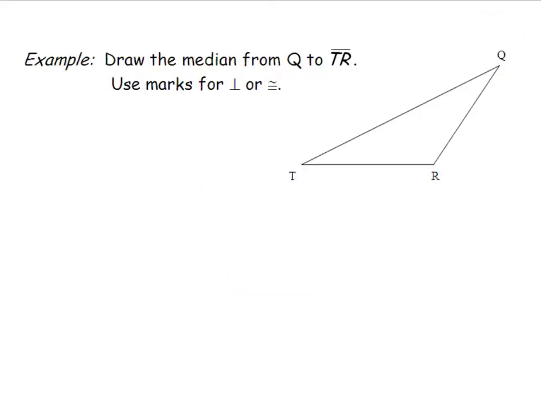All right, so our first example simply asks you to draw the median from Q to TR. Then they want you to use these symbols, either perpendicular or congruent, to help you finish off the picture. So it kind of gives you direction here. It says to start at Q, going over to TR. Now remember, I want a median. Medians start at the vertex and cut the opposite side in half using the midpoint. So you're going to draw a line from that vertex to the midpoint. Now because this is the midpoint, we're going to use congruency symbols because these 2 segments have to be congruent.